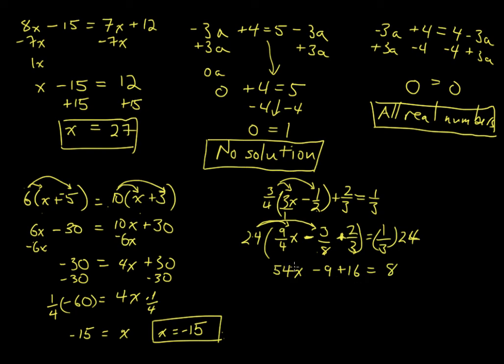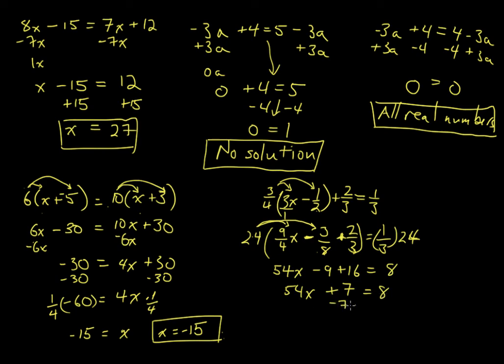Well, so see, now you see what I've done. I've cleared out all those denominators, making this a much easier thing to deal with. If you want to practice dealing with fractions, that's fine. That's always good. But sometimes it's just easier to clear out those denominators. Because now this is 16 minus 9, which is 7 on this side. So it's 54x plus 7 equals 8.